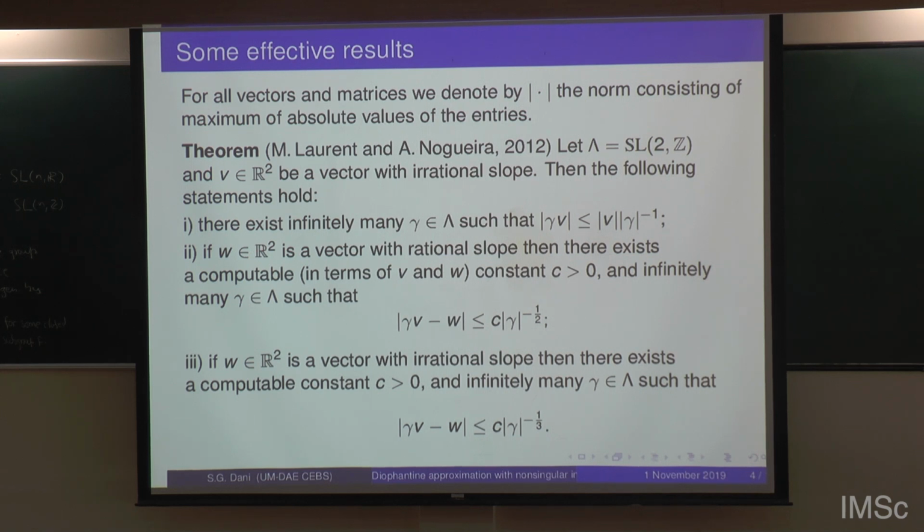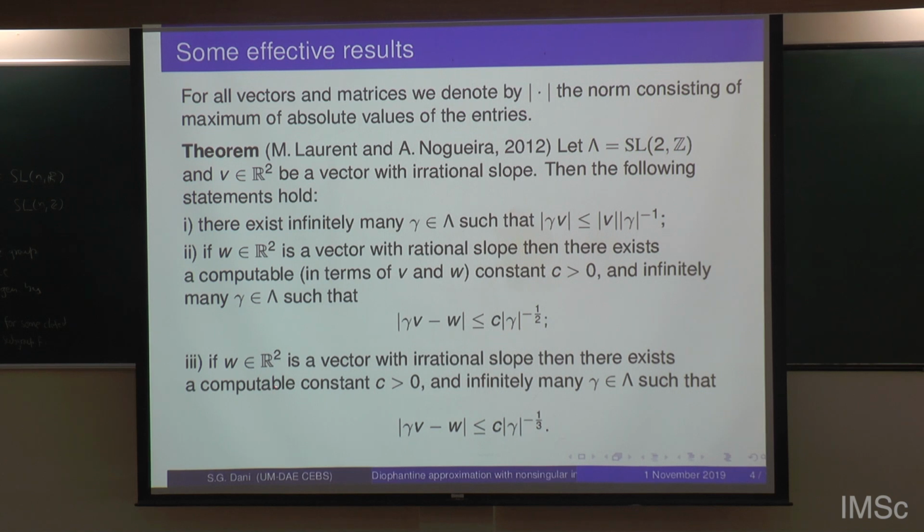Before we go to the generic vectors, let me take W as a vector with a rational slope. Then the assertion is that there is a constant C such that I can make this difference less than or equal to the constant times gamma raised to minus half, for infinitely many gamma. So if you are looking for smaller and smaller things, then you can always hit upon one where this difference is less than or equal to constant times gamma raised to minus half. I think that should be clear.